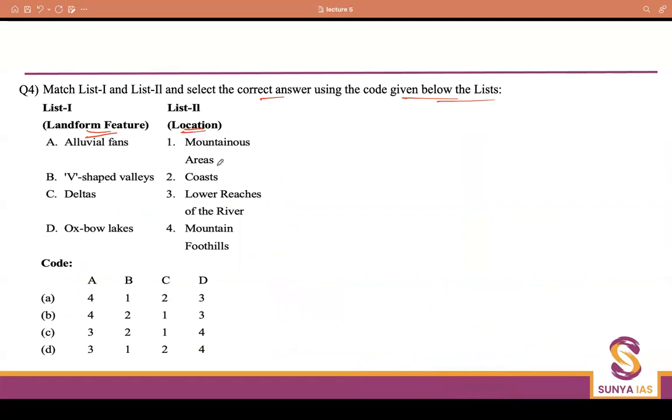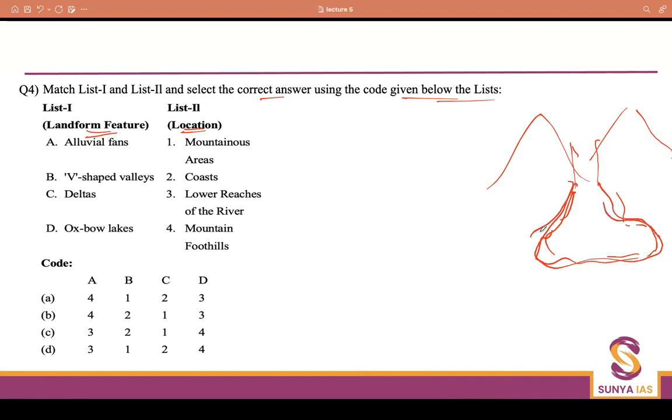First is your alluvial fans. Now alluvial fans, as we know, are found in mountain foothills. These may be mountains, and we can find these fan-shaped structures. This is how alluvial fans look. These are found at the foothills of your mountains. So for A, it would be 4.